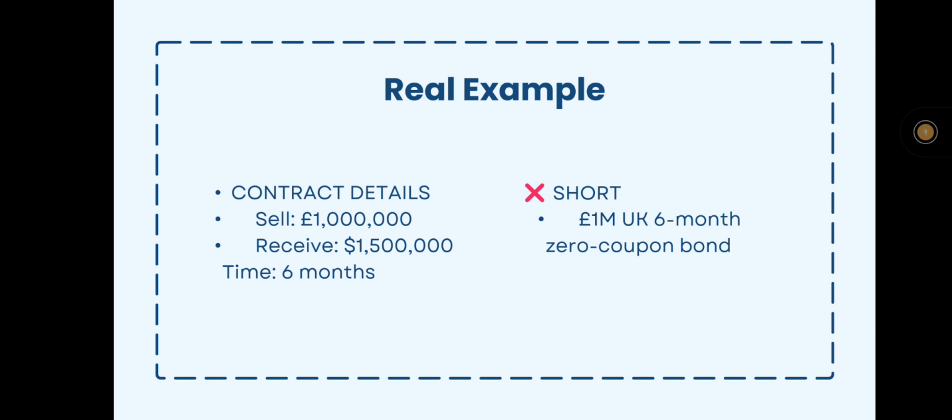Let's see a concrete example. Say you have a 6-month forward contract to sell 1 million pounds and receive 1.5 million dollars. How do we map this? This becomes a short position in a 1 million pound, 6-month UK zero coupon bond, and a long position in a 1.5 million dollar, 6-month US zero coupon bond. Now, instead of dealing with a complex forward contract, we can use standard bond volatilities to calculate VaR.